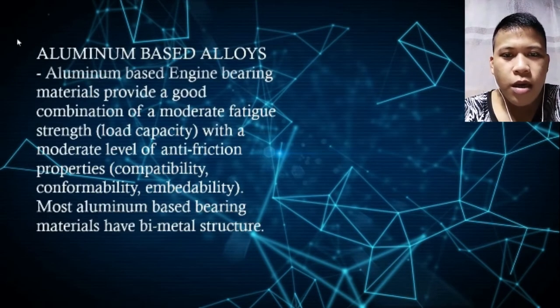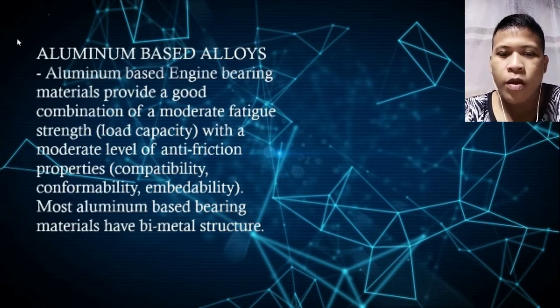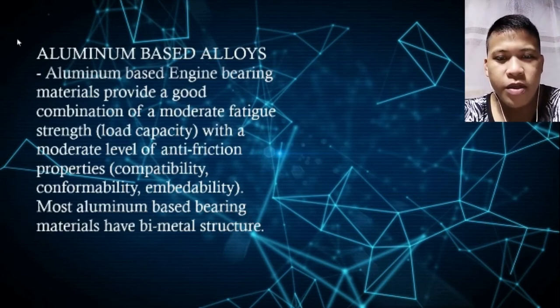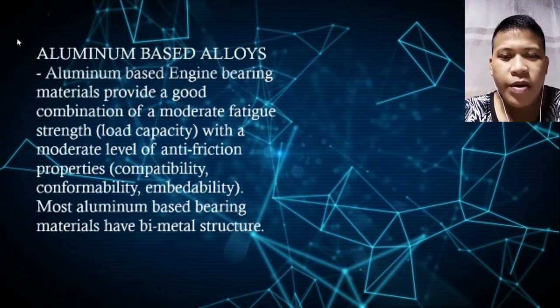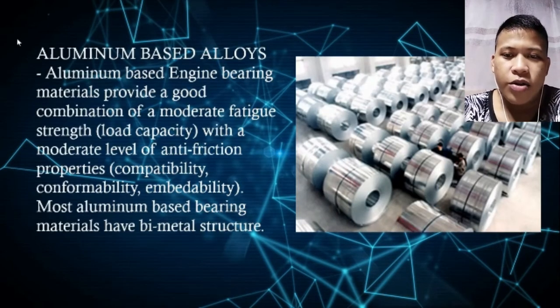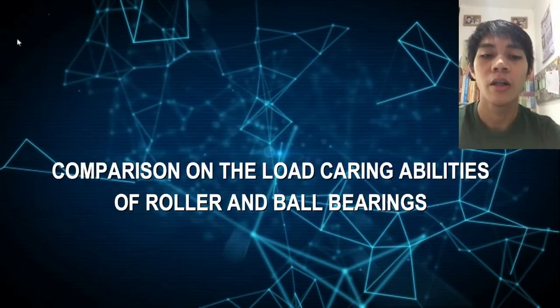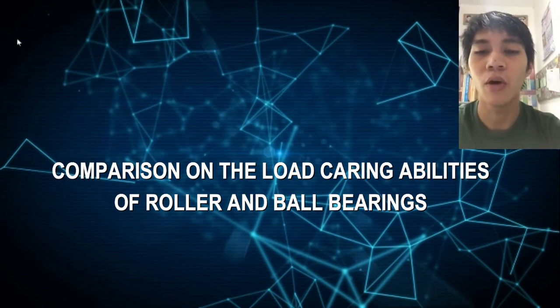Aluminum-based alloys. Aluminum-based engine bearing materials provide a good combination of moderate fatigue strength and load capacity, with a moderate level of anti-friction properties, compatibility, conformability, and bendability. Most aluminum-based bearing materials have a bimetal structure. Aluminum bearing alloys are used because they have wear resistance, high load carrying capacity, fatigue strength, thermal conductivity, and excellent corrosion resistance.